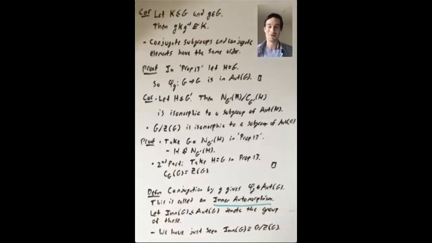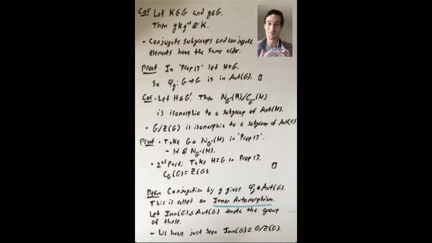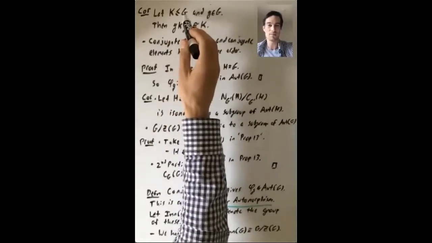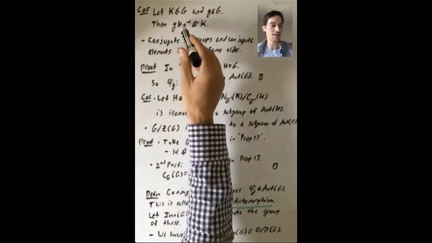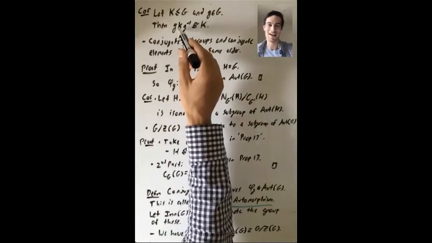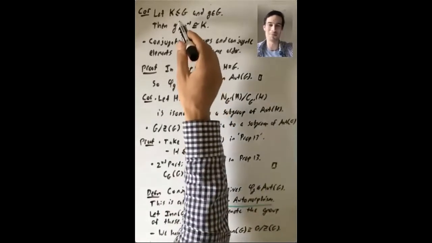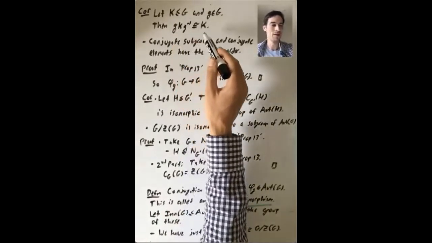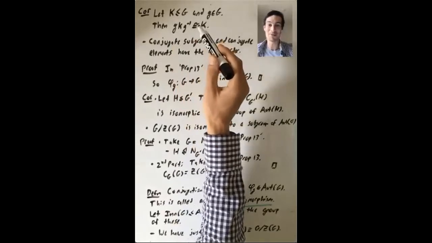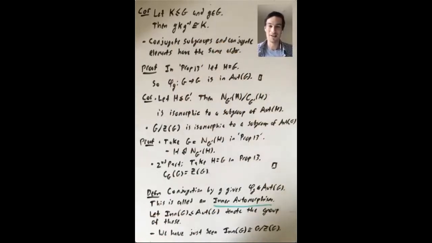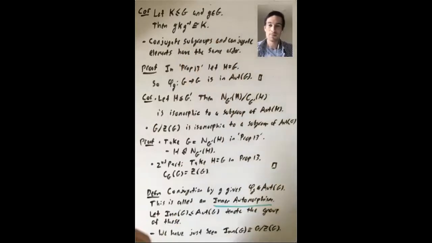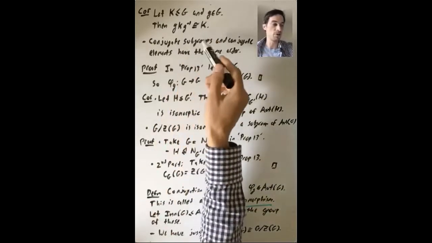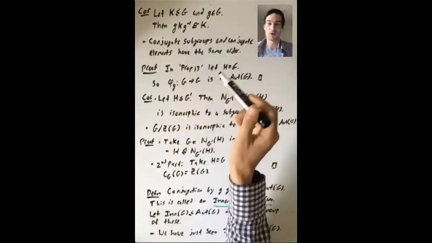In this video, we'll talk about consequences of the proposition that we proved in the previous video. For the first one, let K be a subgroup of G and little g an element of G. Then if we conjugate this subgroup K by this element little g, we get something that is a subgroup that is isomorphic to K. So one thing this says is conjugate subgroups are isomorphic to each other. And one thing that implies is that conjugate subgroups and conjugate elements have to have the same order.